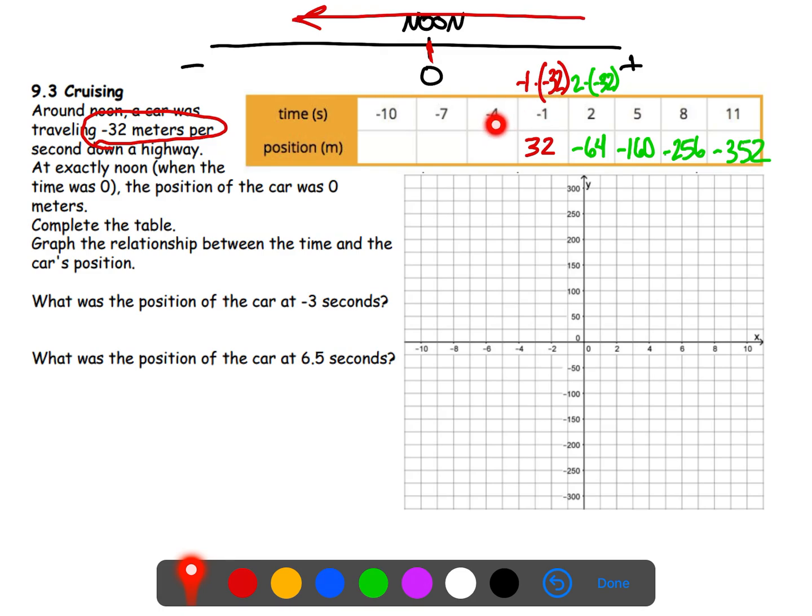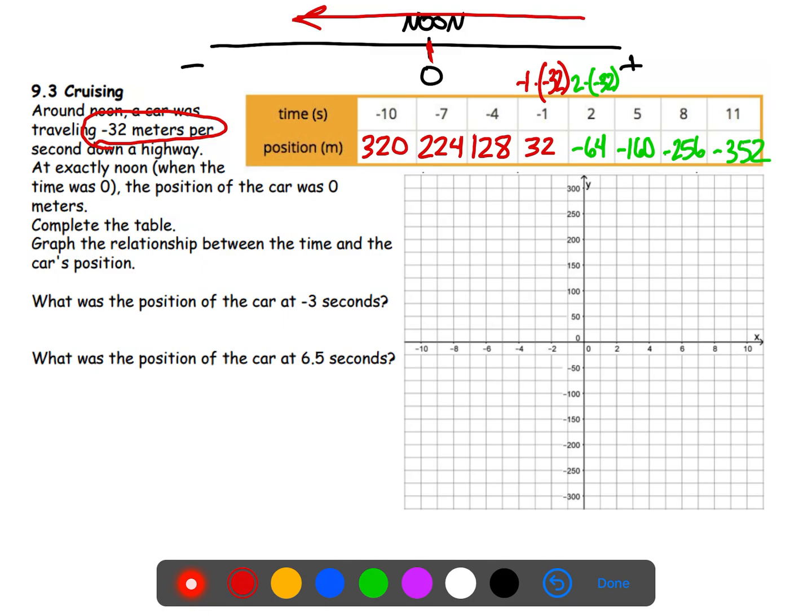Now we're going to do it for negative 4 seconds. 4 seconds before the car reaches this noon position, where was the car at? Well, negative 4 times negative 32 is 128. Then we do negative 7 times negative 32. And negative 10 times negative 32.